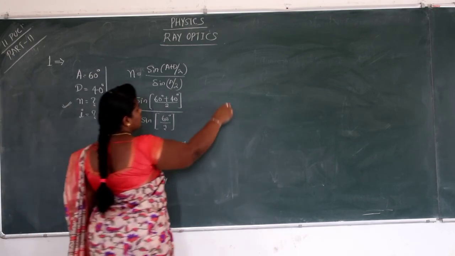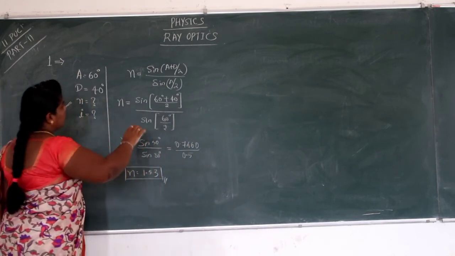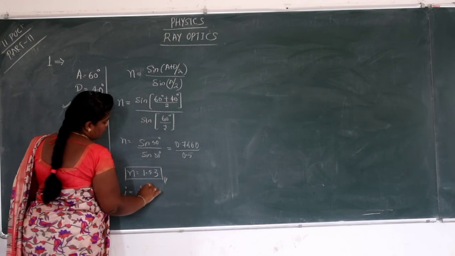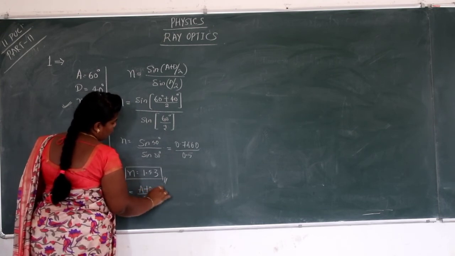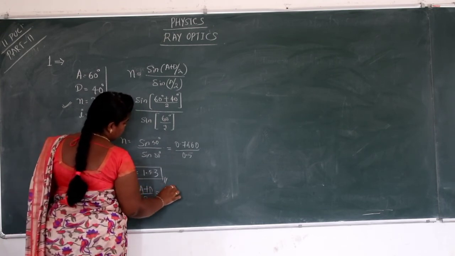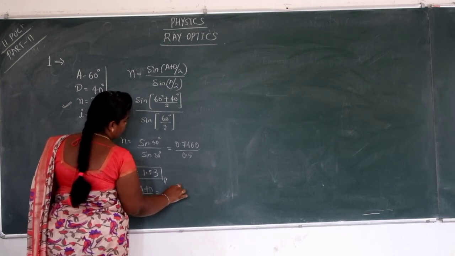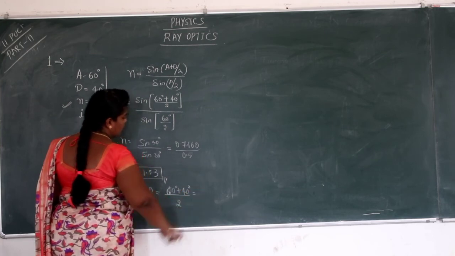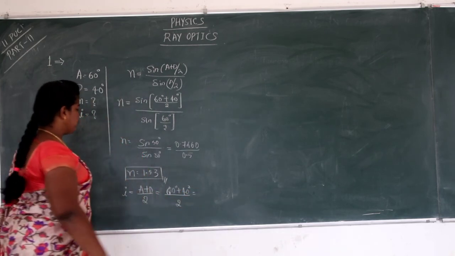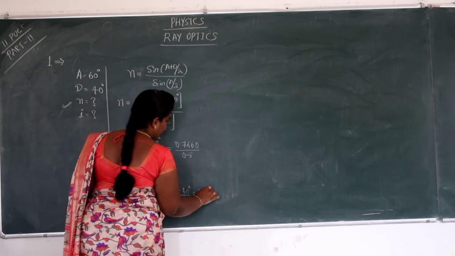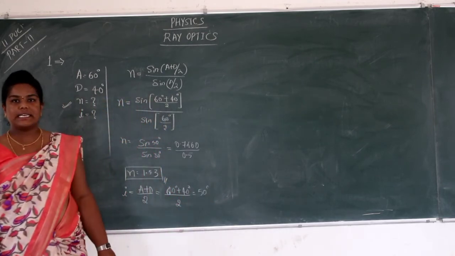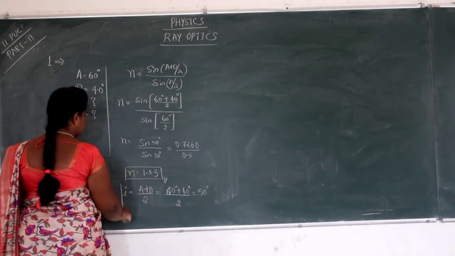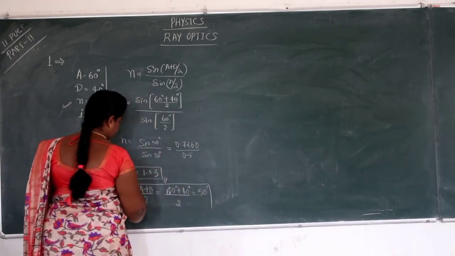So now the angle of incidence i. Here we know that i is equal to A plus D by 2. What is A? Here it is 60. What is D? It is 40, divided by 2. 60 plus 40 is 100 by 2, which is equal to 50 degree. So we finally got that the angle of incidence is equal to 50 degree. So my dear students, we got the angle of incidence, which is equal to 50 degree.